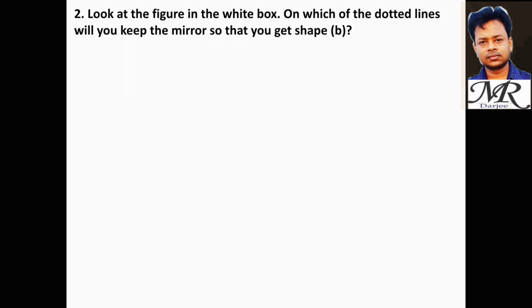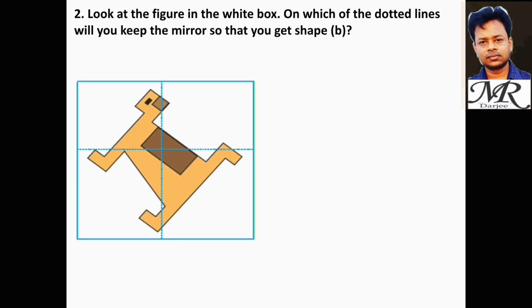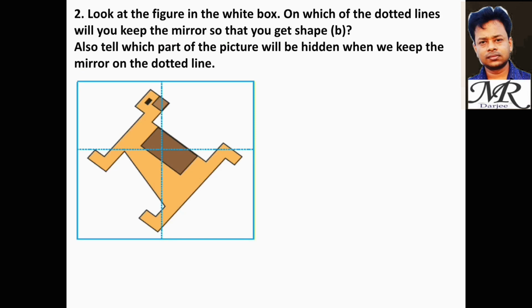Look at the figure in the white box. On which of the dotted lines will you keep the mirror so that you get shape B? Also tell which part of the picture will be hidden when we keep the mirror on the dotted line.